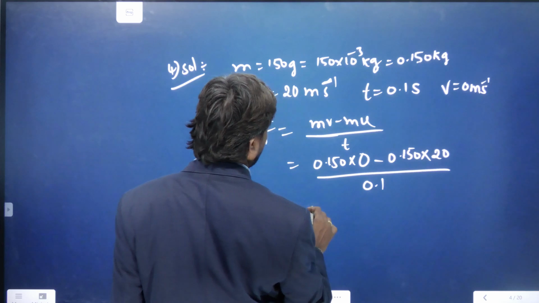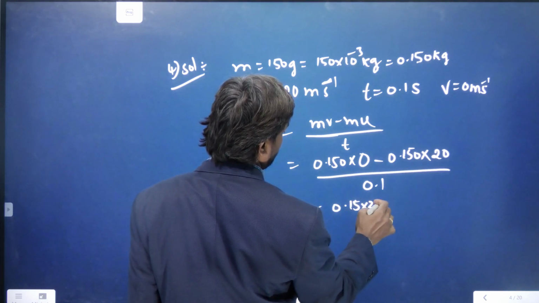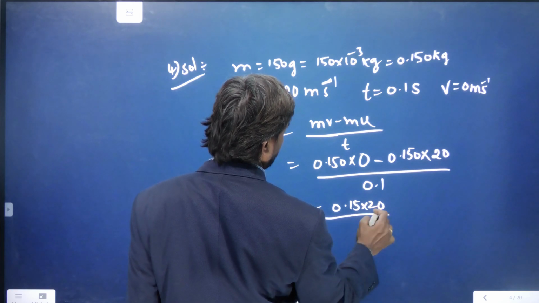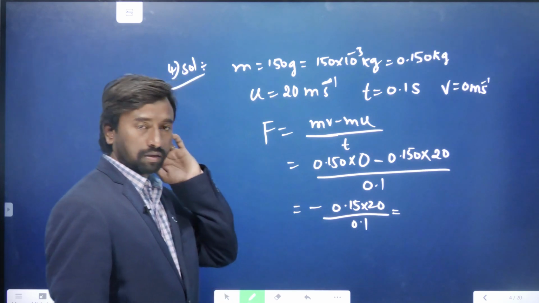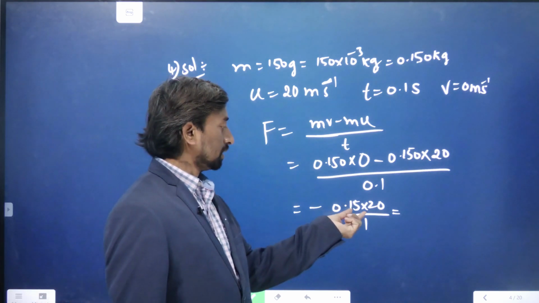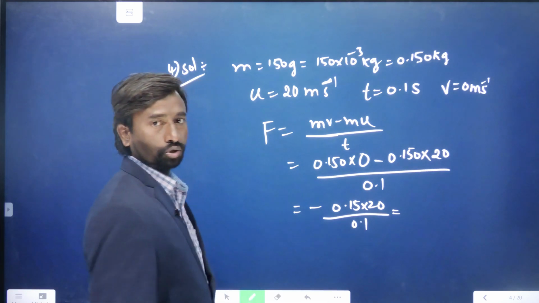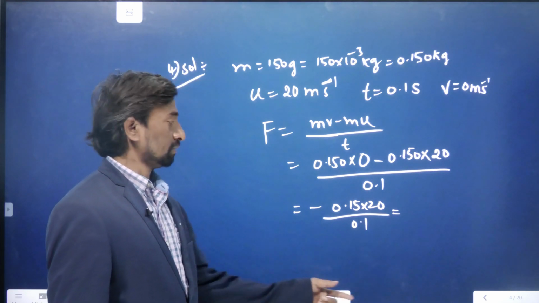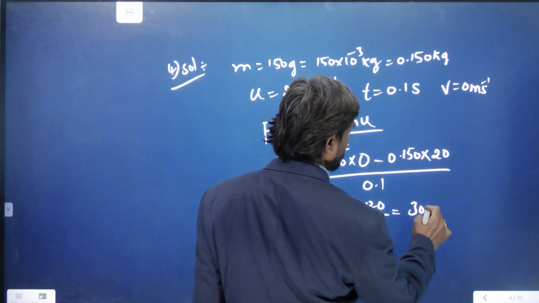So we can write minus 0.15 into 20 divided by 0.1. 0.1 means 10 will be multiplied here. It will be 1.5 into 2, which means 3 will be there. Again 0.1 is nothing but 1 by 10, so 1 by 10 will be multiplied in the numerator. Then we get here 30 newtons.